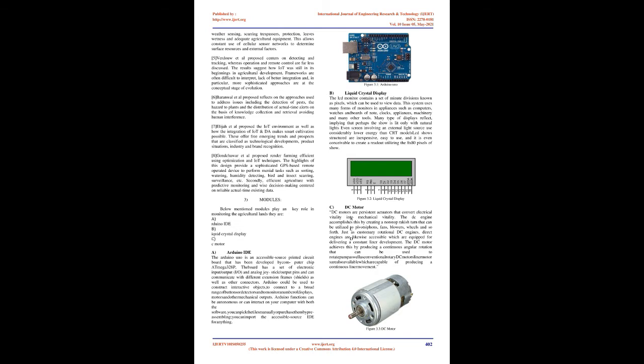6. Baron-Wale et al. proposed work that reflects on the approaches used to address issues including the detection of pests, the hazard to plants and the distribution of actual-time alerts on the basis of knowledge collection and retrieval, avoiding human interference. 7. Elijah et al. proposed the IoT environment as well as how the integration of IoT and DA makes smart cultivation possible. These offer emerging trends and prospects that are classified as technological developments, product situations, industry, and brand recognition. 8. Gonchawar et al. proposed rendering farming efficient using optimization and IoT techniques.